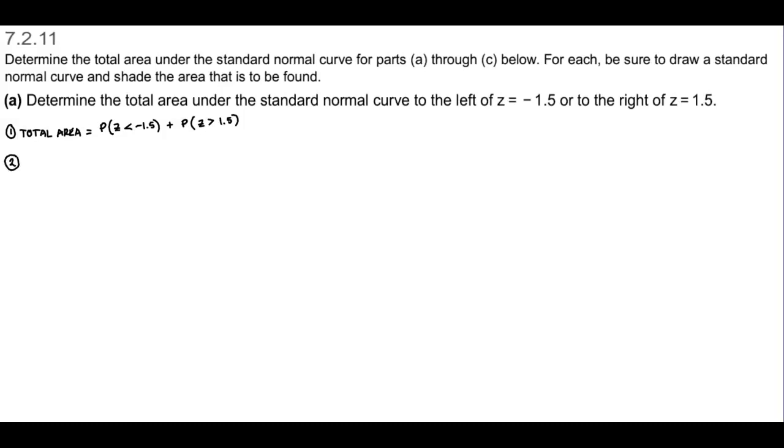So we're going to draw our bell curve. Since we're given z-scores, we know that we have a mean of 0, and we also know that the standard deviation is going to be 1. Now we're going to locate where the z-score of negative 1.5 is located, and here is where positive 1.5 is located. So we want to find the area here and then the area here.